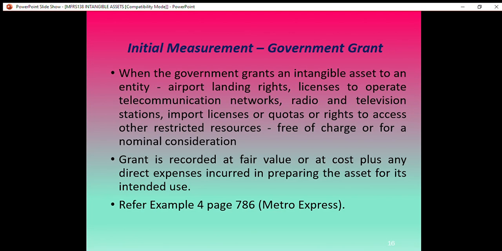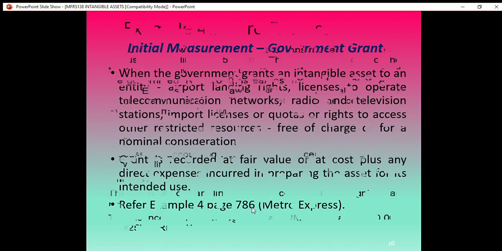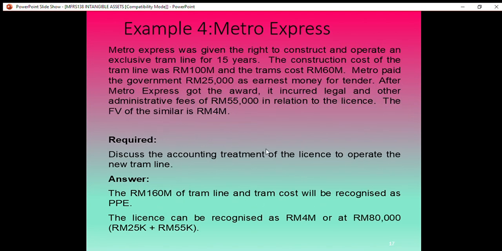So for example, let's have a look at example 4 on Metro Express. I give you 1 minute to read the information given. Required: discuss the accounting treatment of the license to operate the new tram line.